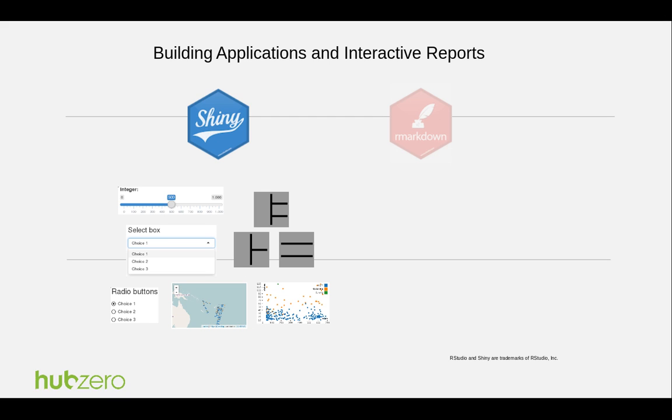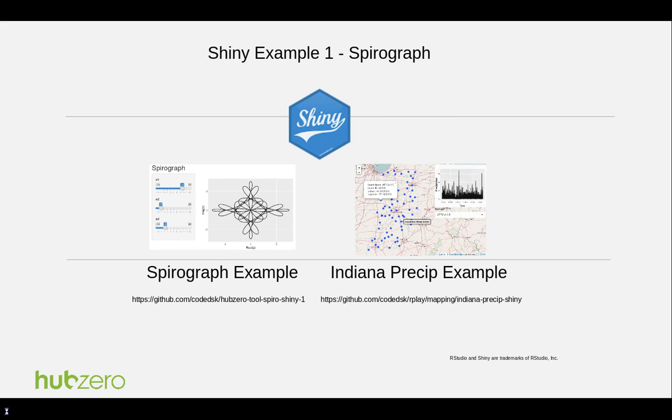So it's important to note that Shiny applications are backed by a Shiny server, which produces HTML, CSS, and JavaScript that gets rendered in the user's web browser. Let's check out a couple of examples. The first example is a simple application called Spirograph. Let's take a look.